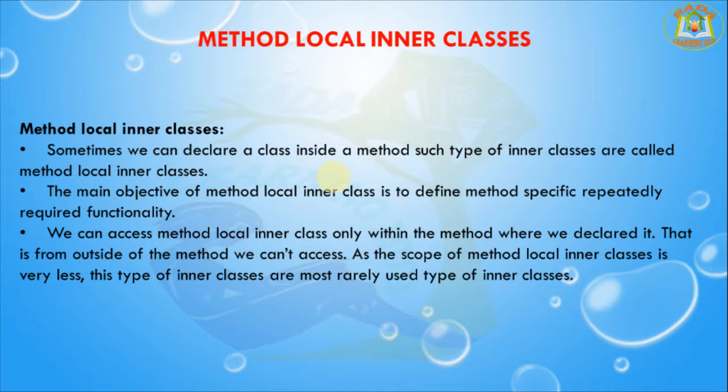The main objective of method local inner classes is to define method specific repeatedly required functionality. We can access the method local inner classes only within the method where we declare it. That is, from outside of the method we can't access it, as the scope of method local inner classes is very less. This type of inner classes are most rarely used. We can declare a class inside the method, and this type of inner classes are called method local inner classes.